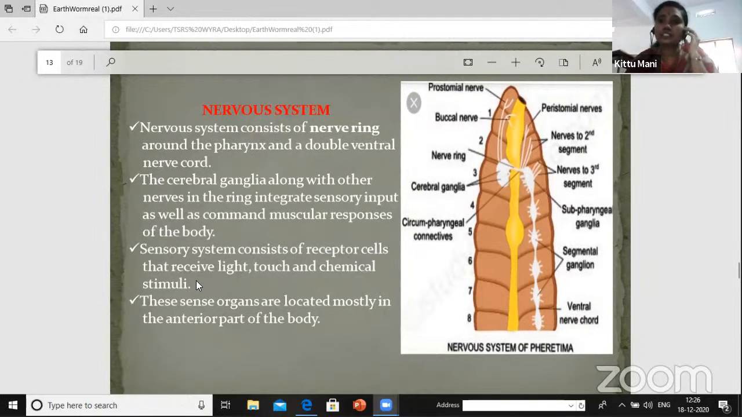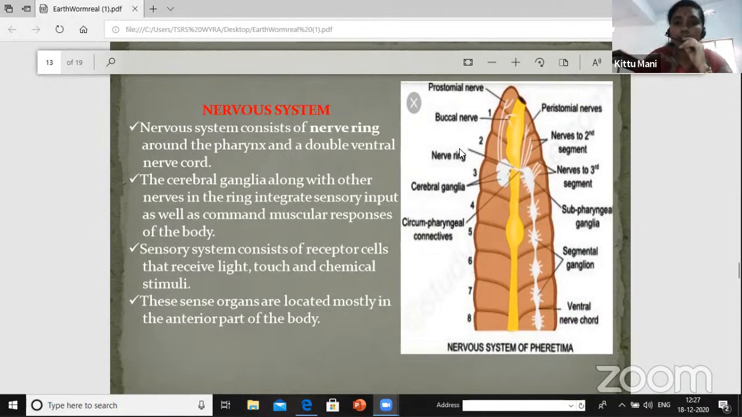If there is poison in the soil, it is harmful to the earthworm. So receptor cells are used for the chemical stimulus and main sensory coordination. These sense organs are located mostly in the anterior part of the body, which is cephalization. We already know about that. The anterior part is here, and this is the posterior part of any organism. So most of the sensory organs are present at the anterior region.